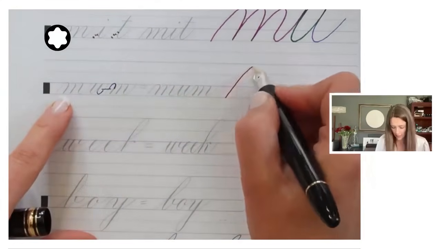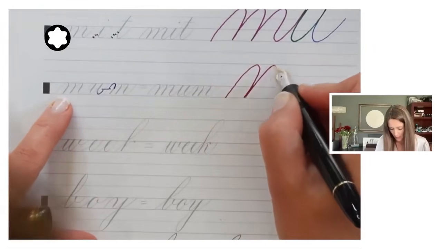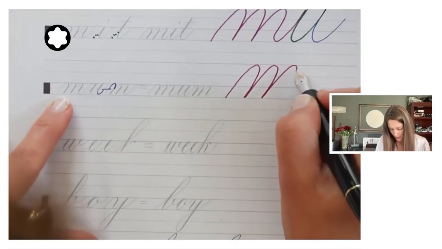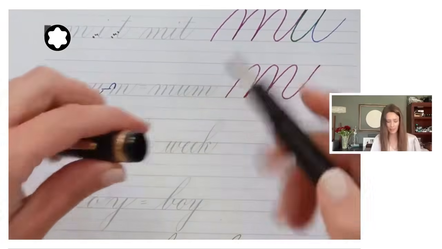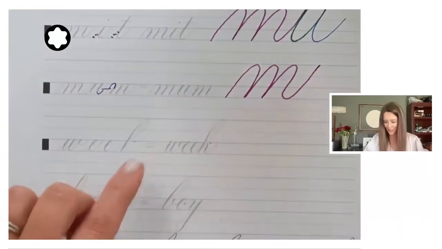M again for the mum. If you're from England somewhere, they like to say mum, I think. I could be wrong. At least where I live, that's what they would say.